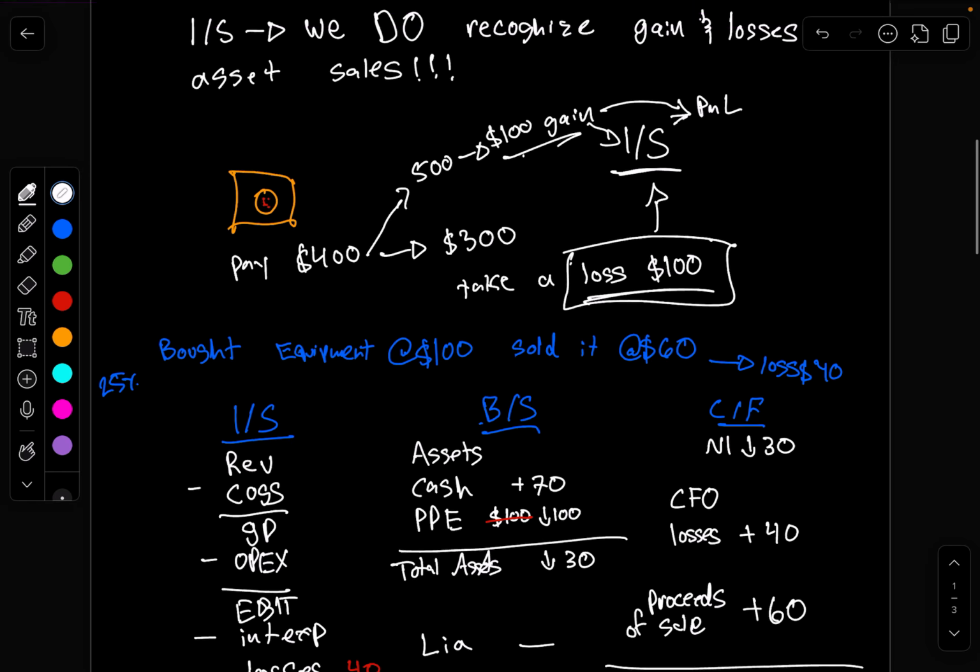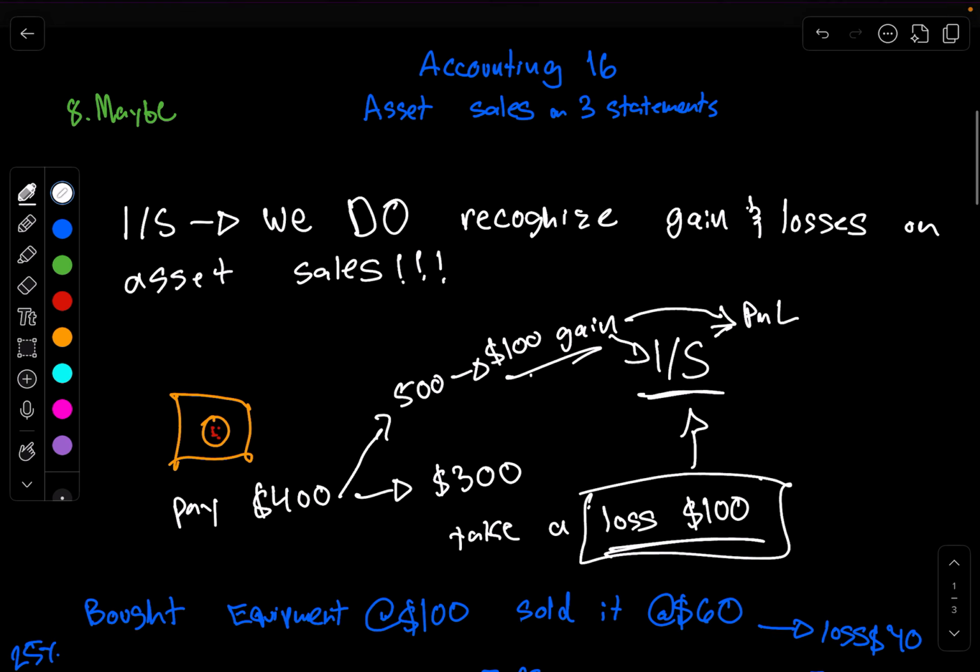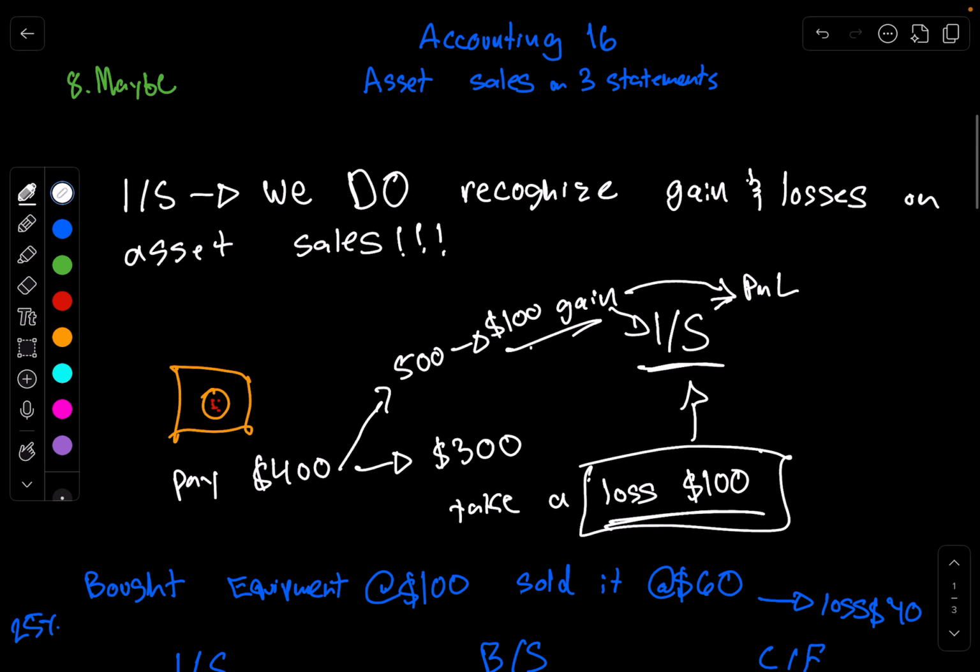So I hope you guys understand how asset sales in terms of gains and losses look on the three statements. I hope that's been helpful, and we'll hop into the next one.